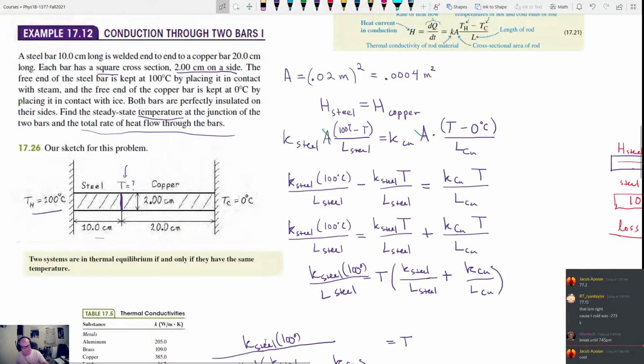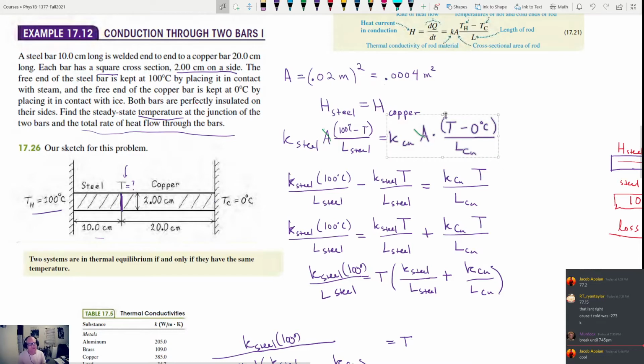Right, this is the second half of Physics 1B for October 6th, and the last thing we did was to find the temperature in this problem. What we need to now do is to find the total heat flow rate through the bars. So that means we need to calculate what H is. And this is probably the easiest one to use.